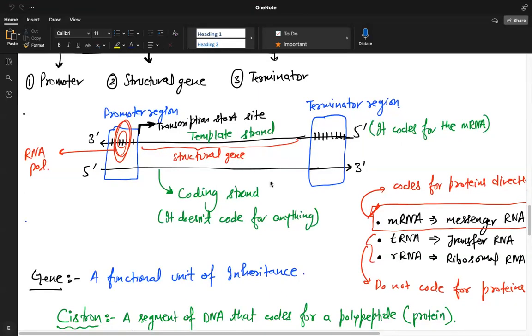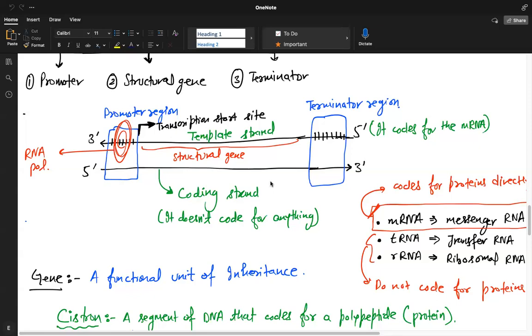Yes, right, Alia. You're right. But what is a cistron? Why have we brought in the word cistron? Anyone else who would like to contribute can just pitch in. Yes, Alia. A cistron is a segment of DNA that codes for a polypeptide protein. So basically, it's a gene only, right?